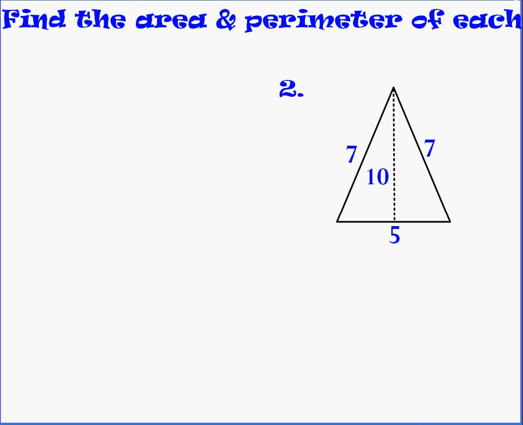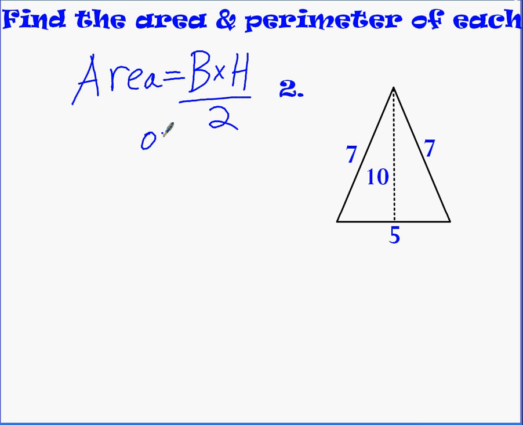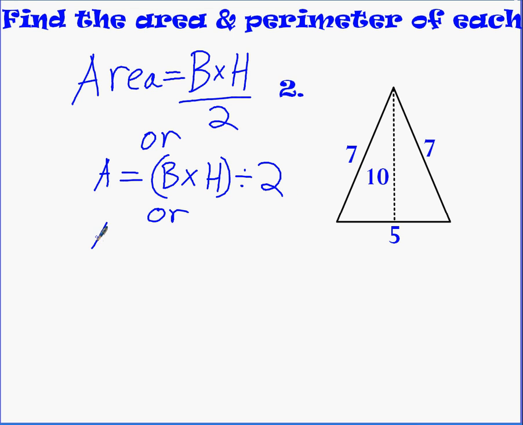On to triangles. For triangles, the area is also base times height, but there's something different about it. After you multiply the base and height, you divide by 2. You can write that as a fraction, base times height over 2, or you can write it all in a row, base times height divided by 2. Or, the third way you can write it is by multiplying everything by 1/2. So a half times base times height.